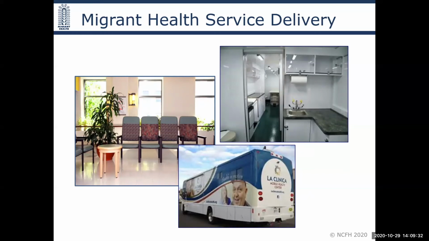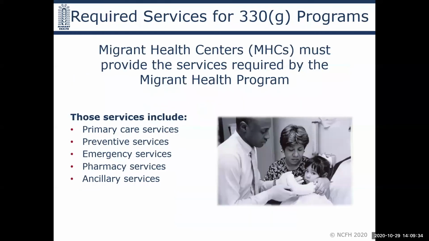So now we'll take a look at the required services available through the Migrant Health Program, as well as some challenges. So grantees receive federal funding from PHS Section 330 to provide services for people in the community, and 330G specifically for the migratory and seasonal ag worker population.